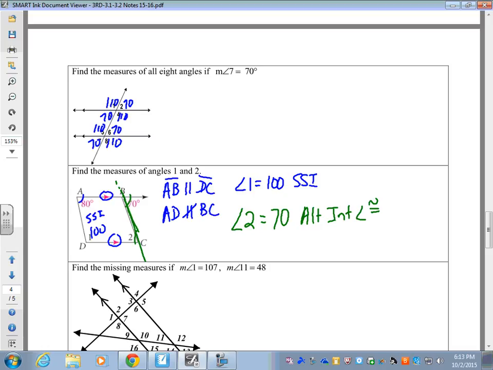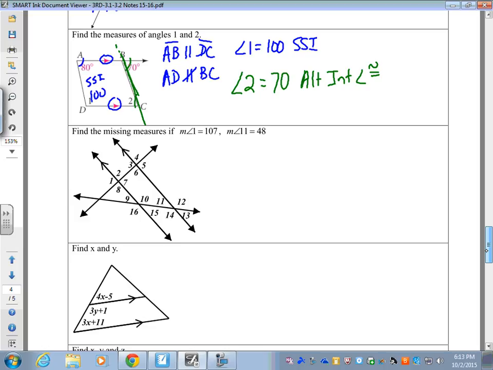Now, there are going to be times where you're going to have more than one transversal. And so just use your pattern on each transversal just like we did on this first example. So we only have one set of lines that are parallel. I'm just going to go ahead and label A and B, and then C and D would be our transversal. If angle 1 is 107, then like we did in the first example, angle 7 is also 107, 3 is also 107, and 5 is 107.